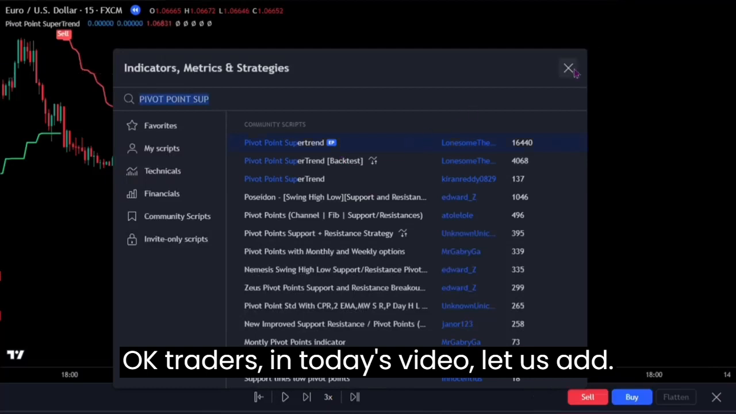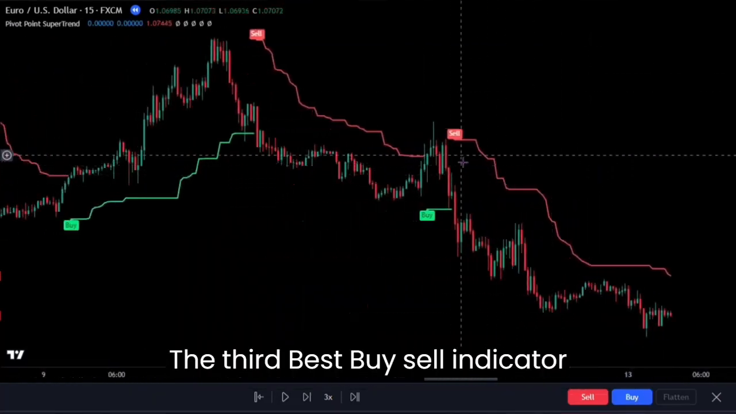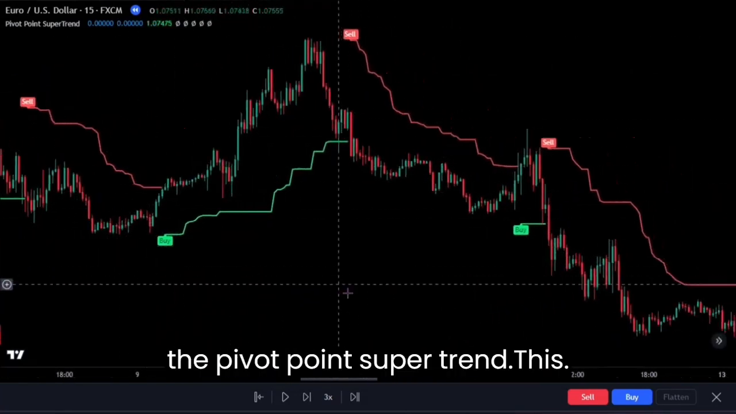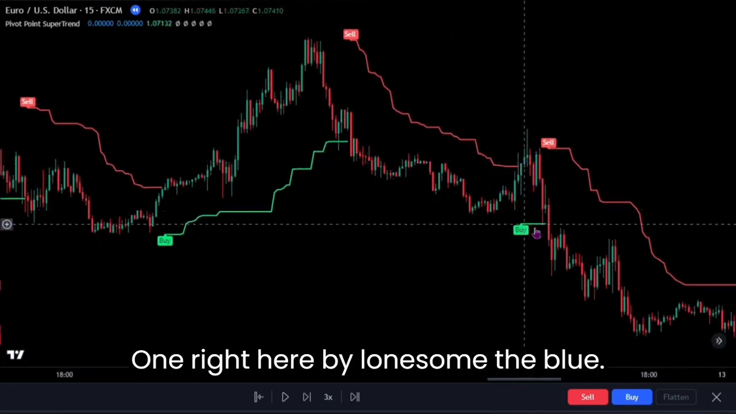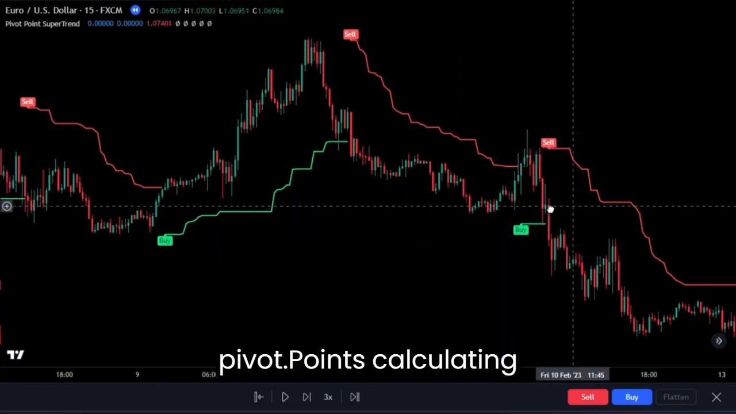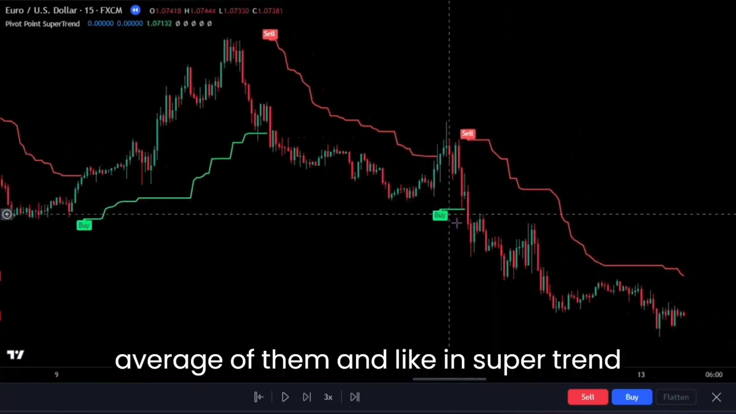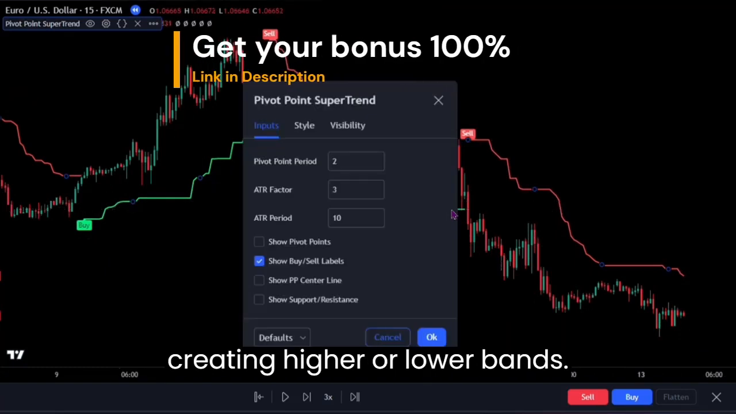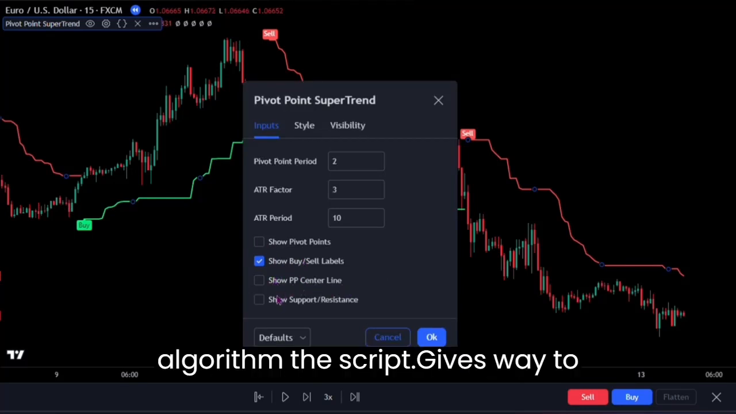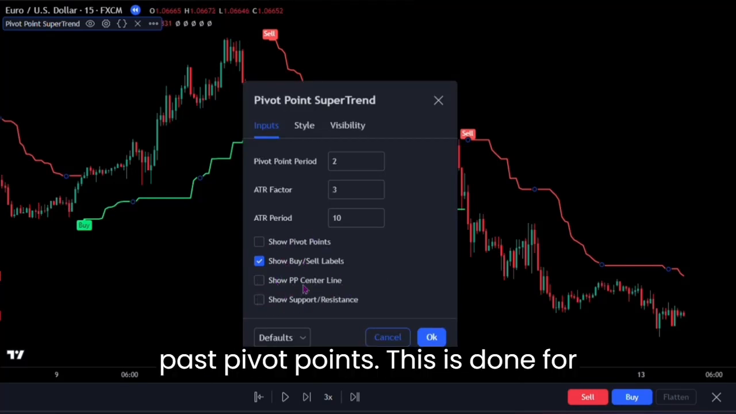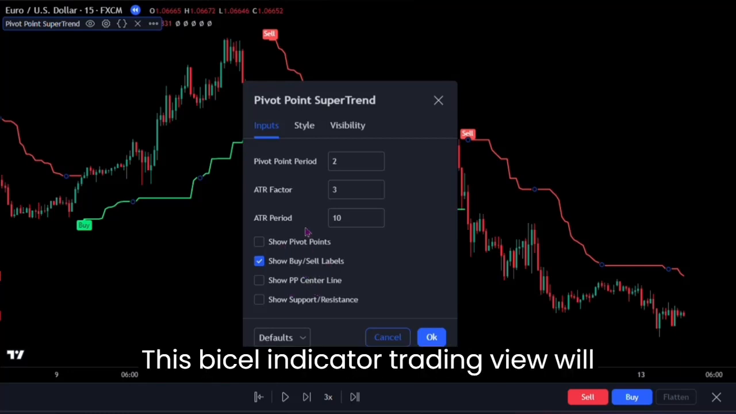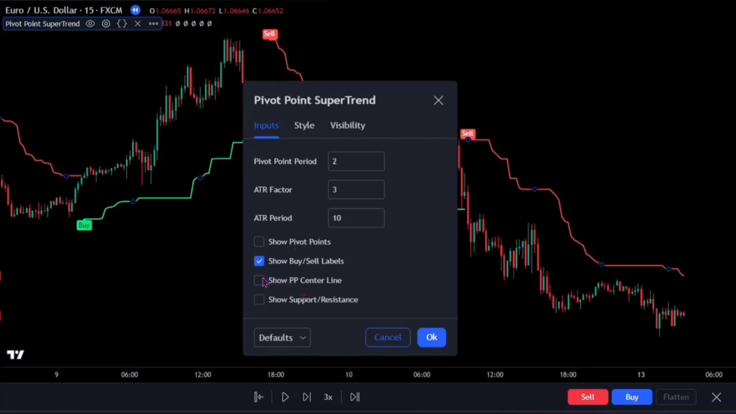Okay, traders, in today's video, let us add the third best buy-sell indicator TradingView on the chart. Search for the Pivot Point Supertrend. This one right here, by Lonesome the Blue. The idea behind this script is finding pivot points, calculating average of them, and like in Supertrend, creating higher or lower bands by ATR. As you can see in the algorithm, the script gives weight to past pivot points. This is done for smoothing it a bit. This buy-sell indicator TradingView will definitely keep you on the trend.